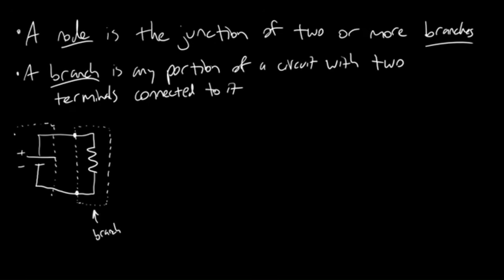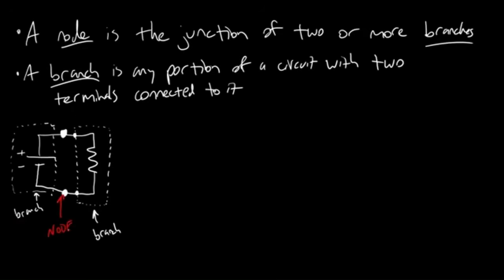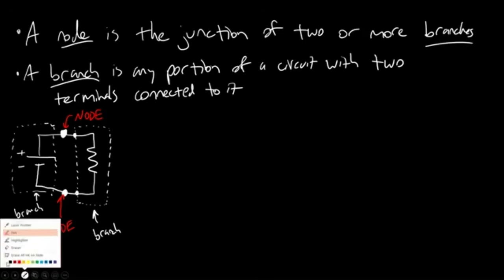So the battery itself is also a branch, and a node is a junction of two or more branches. So I have a node there and a node there, where one branch meets another branch. I have two nodes in this circuit. Node and node. And as you connect more stuff in series, this is usually pretty easy to deal with.